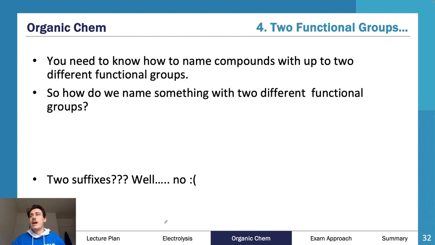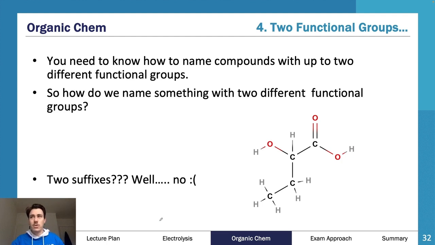So what about if we have 2 functional groups? As I said before, this is where things get a little bit difficult. When we have 2 functional groups, we need to know how to name compounds with up to 2 different functional groups. To be honest, we actually need to name things with up to 3 functional groups. That's what comes up now.